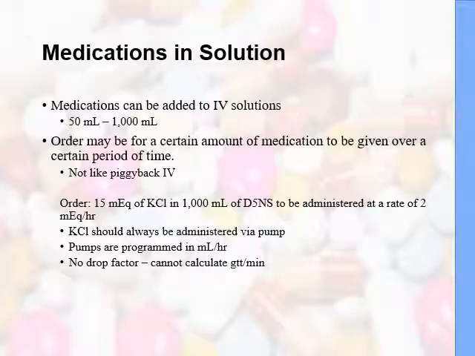One thing to clue in on is that your potassium chloride should always be given by a pump. Pumps are programmed in milliliters per hour, and you're not given any type of drop factor for this, so you can't calculate drops per minute. When you're trying to calculate the amount of solution, that is milliliters. You need to program this pump in milliliters per hour. So you have to figure out how many milliliters per hour to infuse in order for that patient to get these 2 milliequivalents per hour. Let's take a look at how to do that.